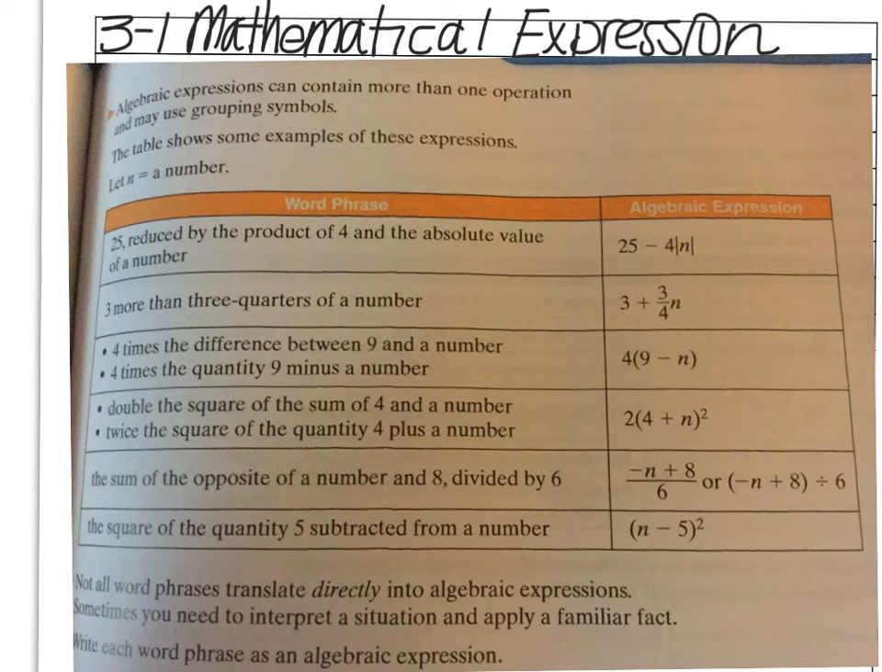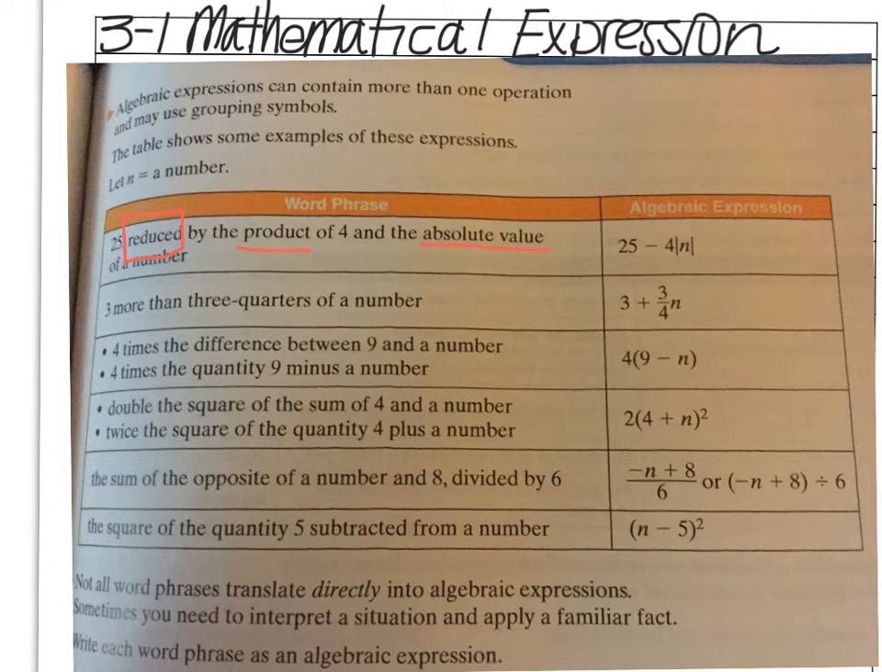Today we're doing 3-1 mathematical expression, and I want to go over some word phrases with you. Here we have a word phrase, and it wants you to translate it into an algebraic expression. So it says 25, and the key word is reduced right here. Reduced by the product of 4 and the absolute value of a number.